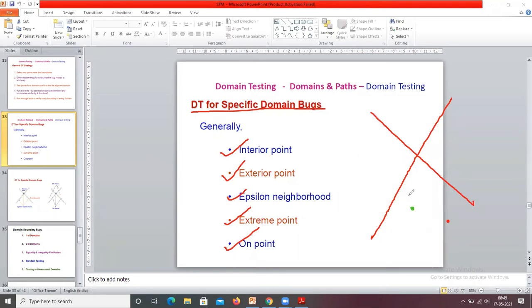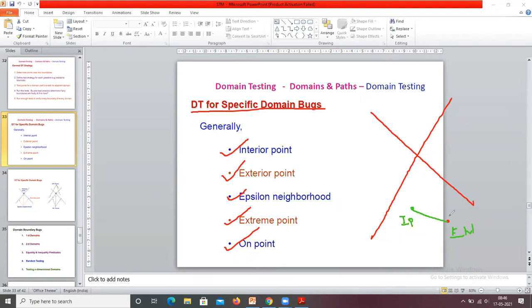Interior is nothing but inside. An interior point is a point in the domain such that all points within an arbitrarily small distance are also in the domain. Here you are going to compare the interior points with the help of this epsilon neighborhood. If this is the distance, then this is the interior point. Simply put, the points that are inside the boundary are called interior points. This is the interior point, and this red dot is the epsilon neighborhood.